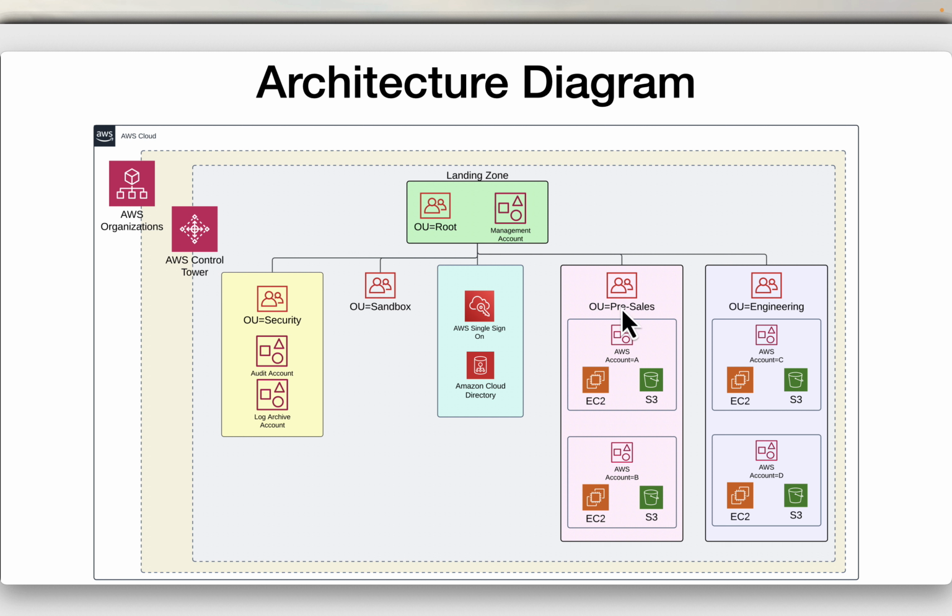And the last part is you have other accounts as well. For example, AWS accounts A, B, C, D, and they have their own set of resources, and these AWS accounts can be part of some other OU. Like in this diagram I have OU pre-sales and OU engineering, and then you can bring them in by doing the enrollment to the landing zone. Once the landing zone is enabled, you can have users going from the management account, they can see resources, and you can create controls or guardrails.